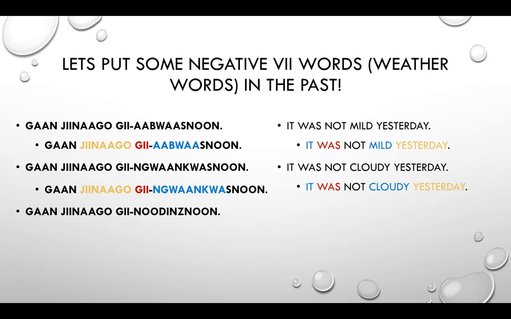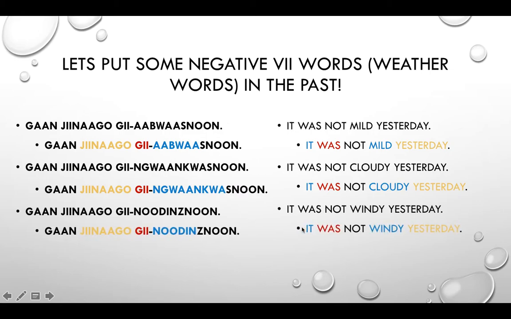Gon ginago gi nodin znon. So remember, nodin ends in an N sound, which is why we changed to this suffix znon with a Z. Alright, gon ginago gi nodin znon. That means it was not windy yesterday. So again, gon and znon meaning not, ginago meaning yesterday, gi meaning was, and nodin meaning it is windy.